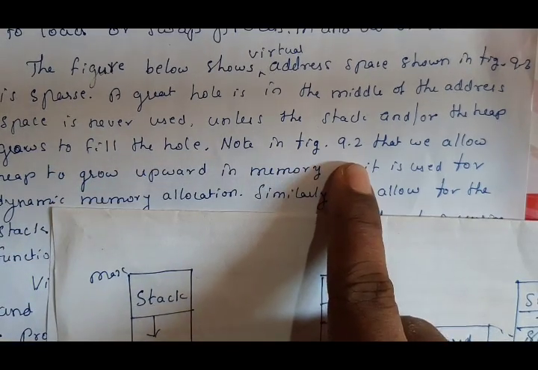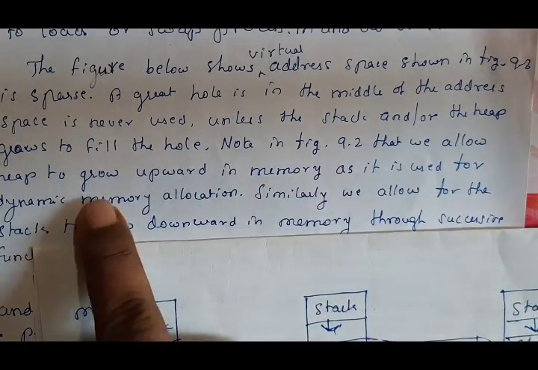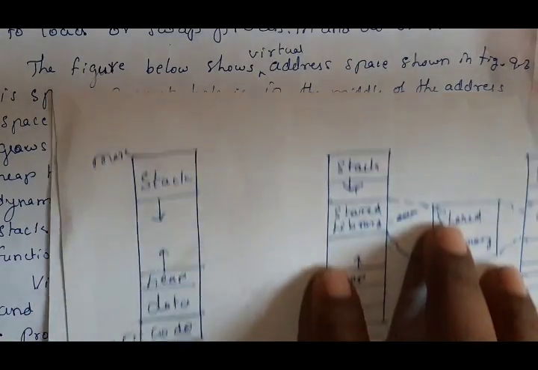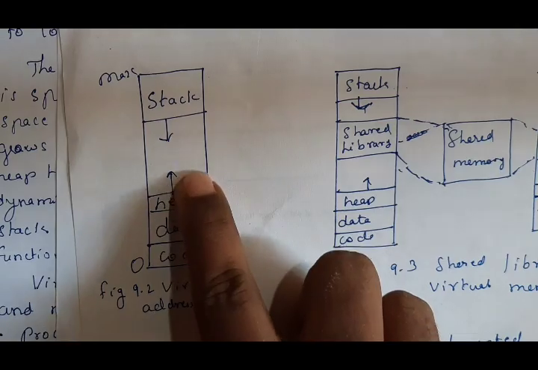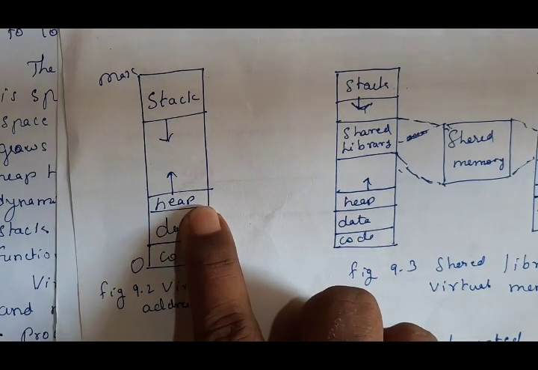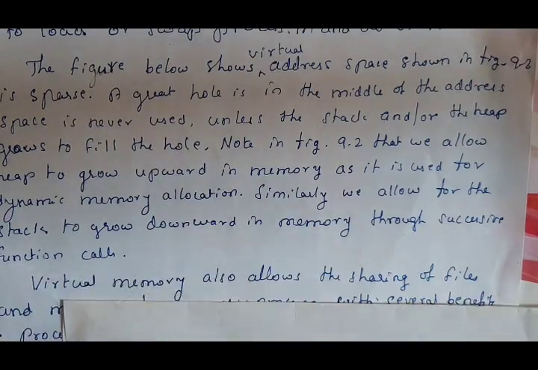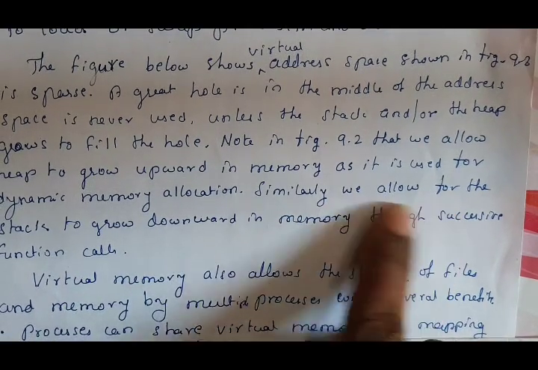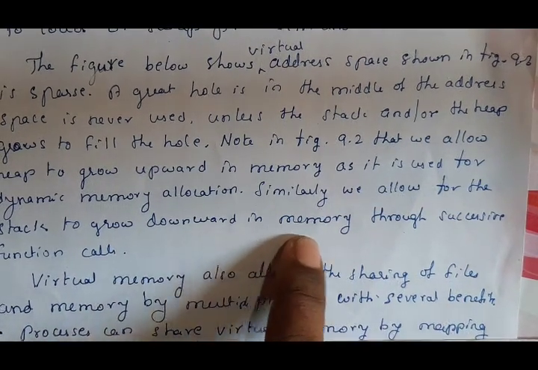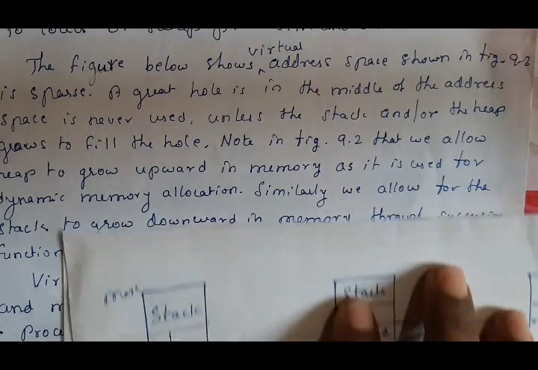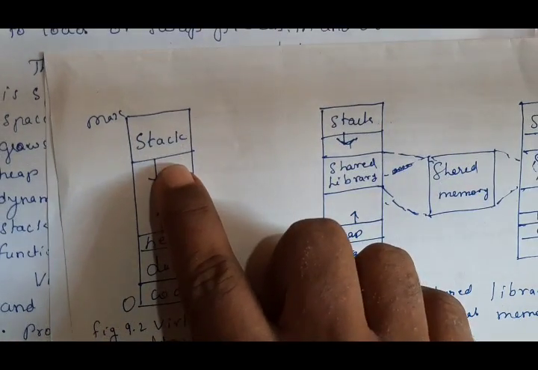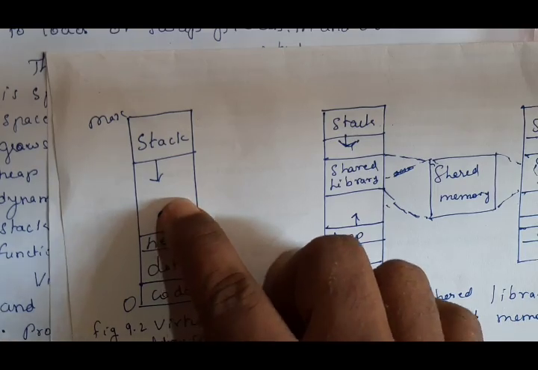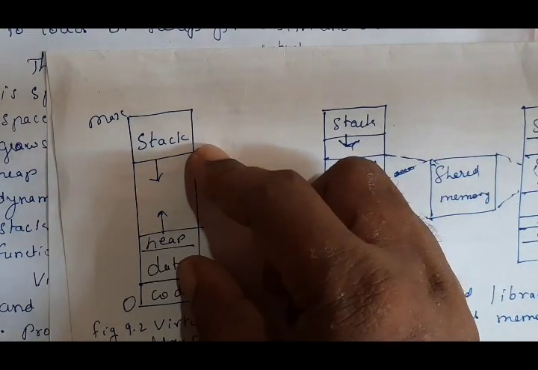Note in figure 9.2 that we allow the heap to grow upward in memory as it is used for dynamic memory allocation. Similarly, we allow the stack to go downward in memory through successive function calls. The stack goes downwards by successive function calls. Then you get more virtual memory space.